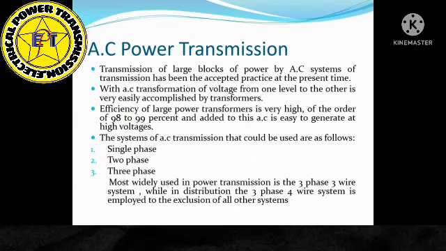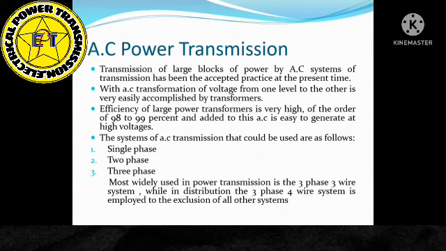Now we are going towards AC transmission line. Transmission of large blocks of power by AC systems of transmission has been the accepted practice at the present time. With AC, transformation of voltages from one level to the other is very easily accomplished by transformers. The efficiency of large power transformers is very high, of the order of 98 to 99%.